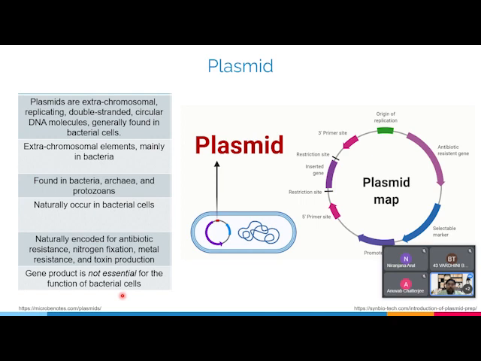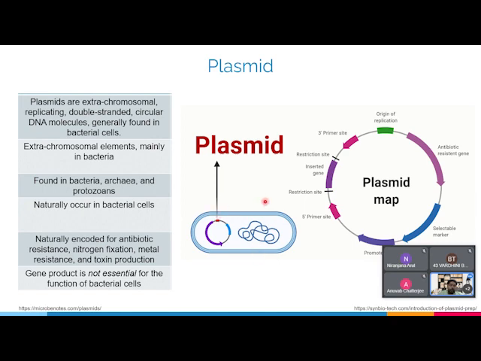So plasmids are also extensively used in molecular biology and recombinant DNA technology, and they have been transformed into something known as vectors. Vectors are plasmids that have been manipulated and can be used to transfer essentially our gene of interest from one cell to the other.